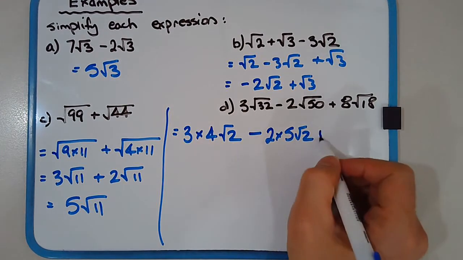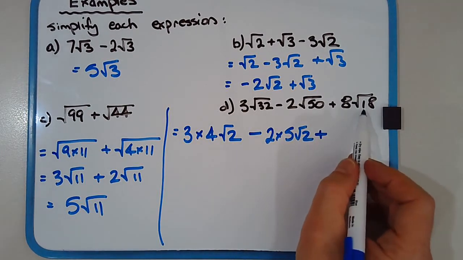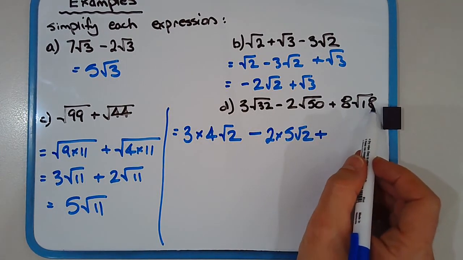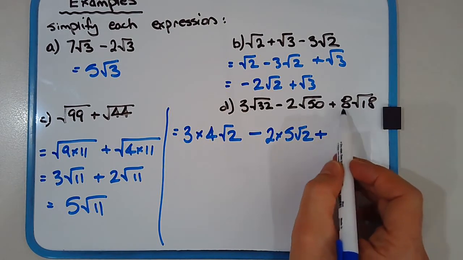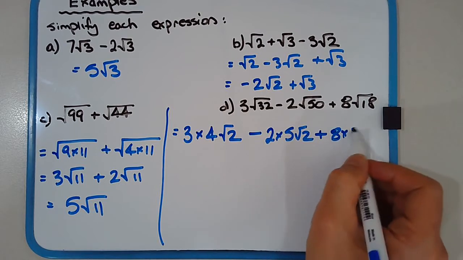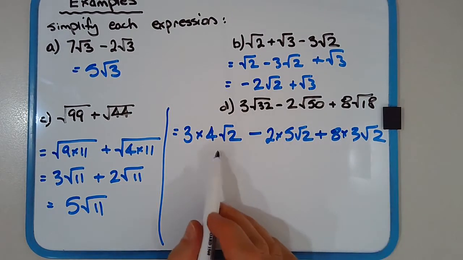All right, what about the last term, 8 root 18? Well, that's 9 times 2, so there's another square factor in that. If we take the 9 out of the surd, you have to take the square root of that. So that's going to be 8 times 3 root 2. Okay, we've got square root of 2 everywhere.